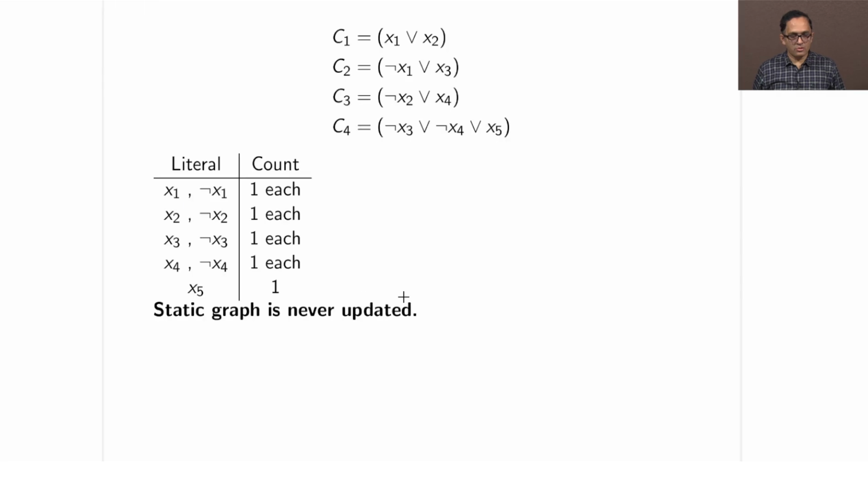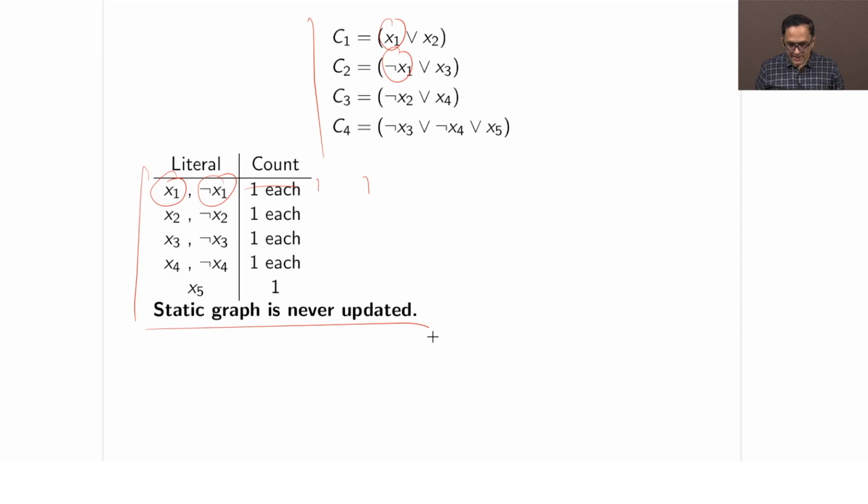Again, let me give a small example. Let us say I have these four clauses. The literal count happens at the start. For x1 the score is 1 because x1 occurs only once, and not x1 also occurs only once, so both of them are 1, 1. Similarly, initially everybody occurs once, so everybody's score is 1, and this is static, never updated.